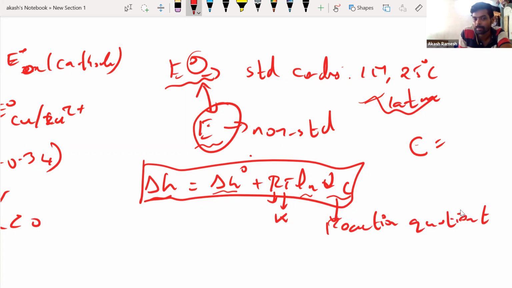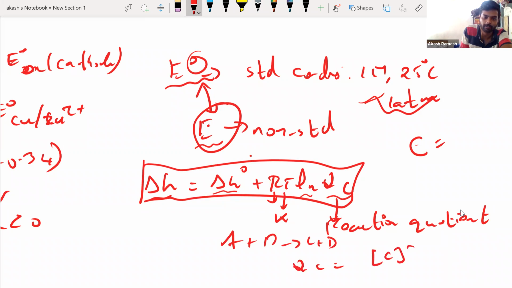It is very similar to the equilibrium constant. Say I write A plus B giving C plus D. I write QC as the concentration of products divided by the concentration of reactants. Equilibrium constant will also be the same thing: products raised to some powers divided by reactants raised to some powers. So what is the difference between QC and KC, or reaction quotient and the equilibrium constant?